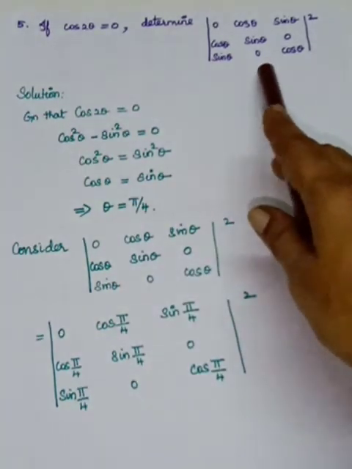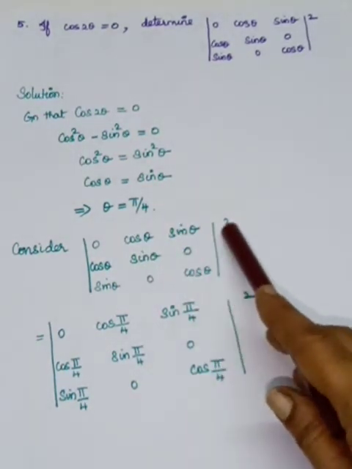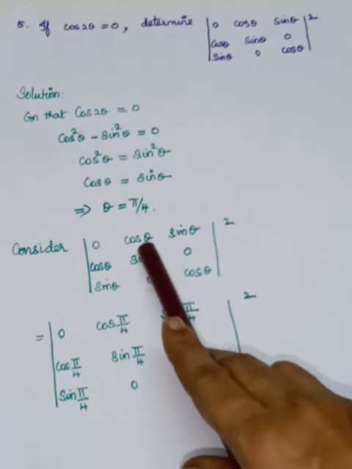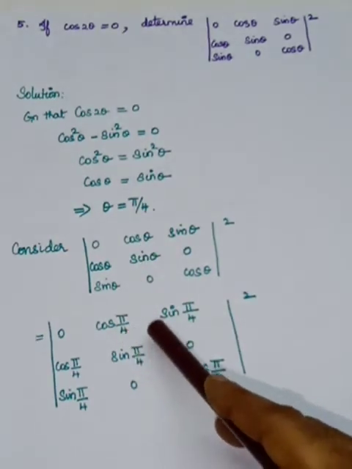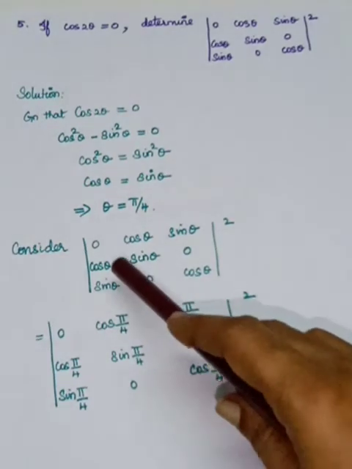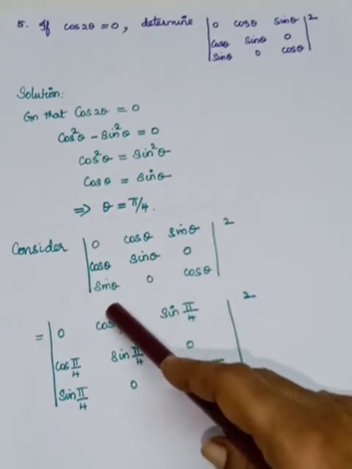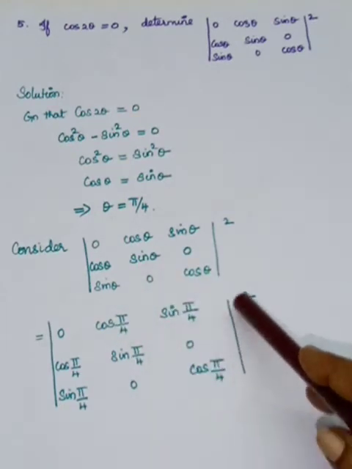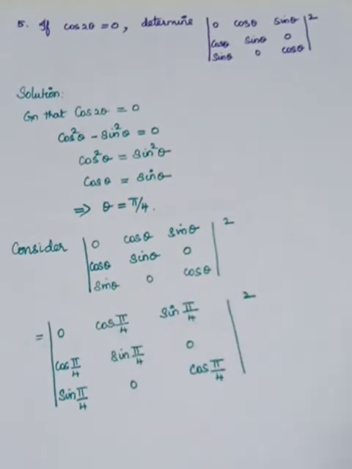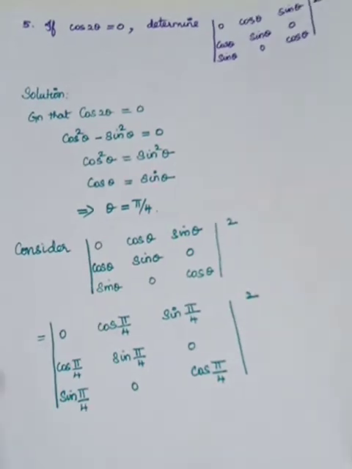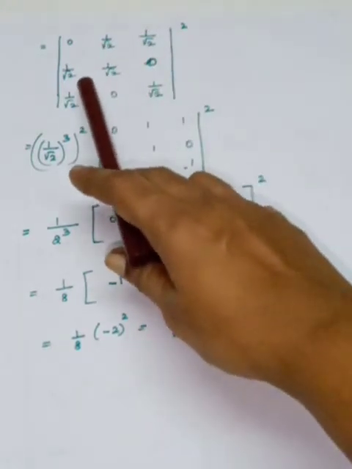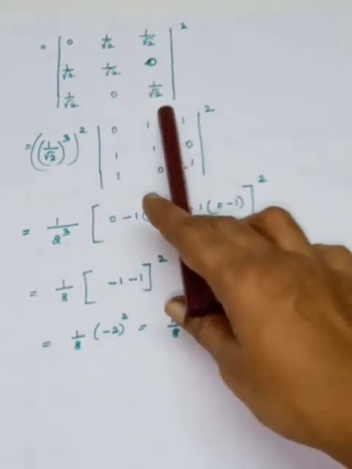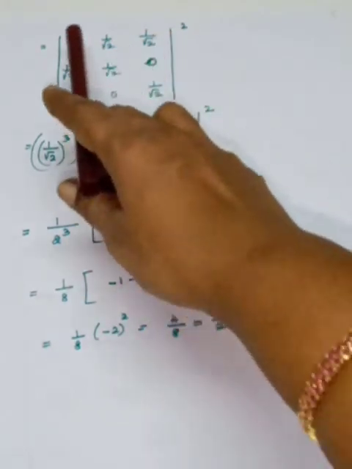You consider the determinant whose value has to be found. Okay, so in that, in the place of theta, you have to substitute pi by 4. So here cos pi by 4, sin pi by 4, cos pi by 4, sin pi by 4, sin pi by 4, cos pi by 4, the whole square. So you know that cos 45 degrees and sin 45 degrees is 1 by root 2. So next step I have written 1 by root 2. Here everything is written as 1 by root 2, the whole square. So it is a determinant.